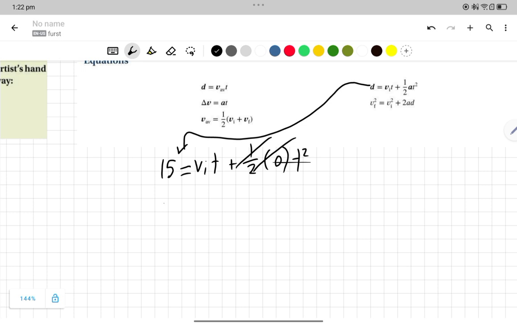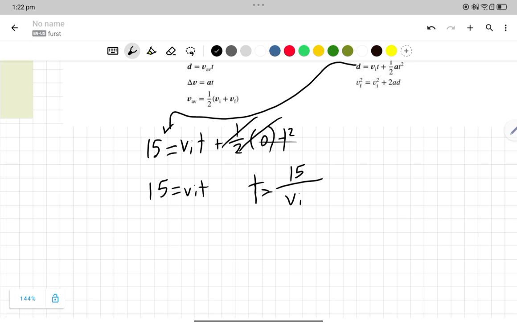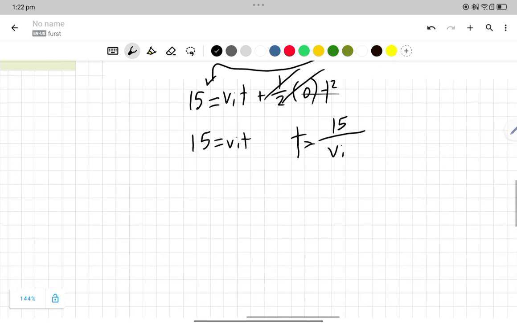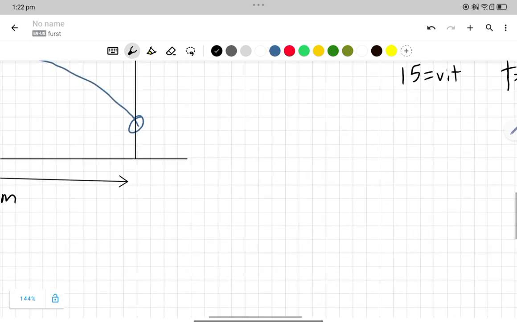So we're looking for 15 equals VIT. t equals 15 divided by the initial velocity. This t will give us the time at which the bottle has hit the wall. And VI, if you remember, our initial velocity was 16 meters per second at an angle of 30 degrees above the horizontal. So now we've got two components.